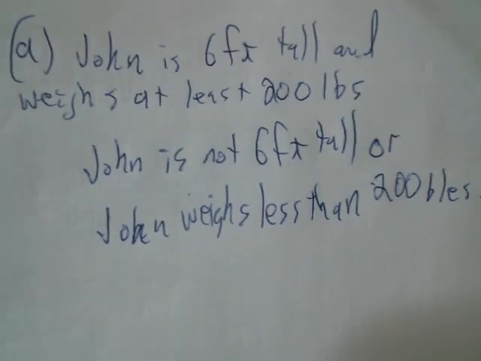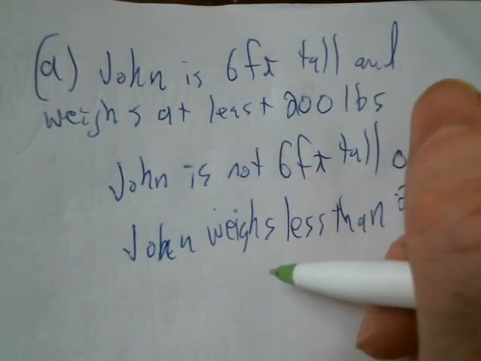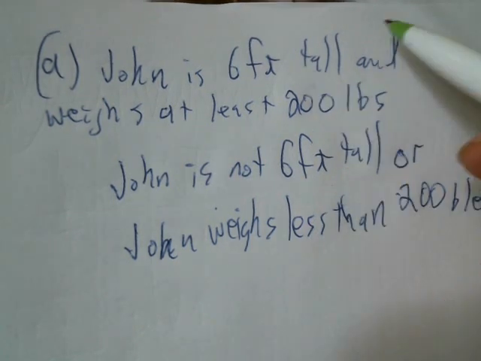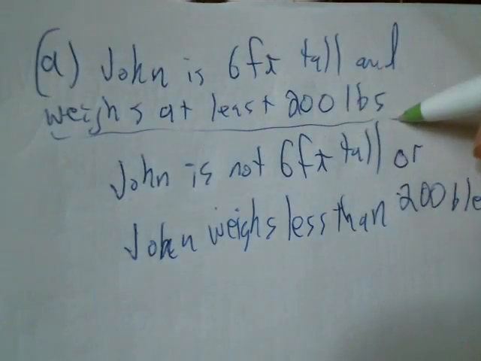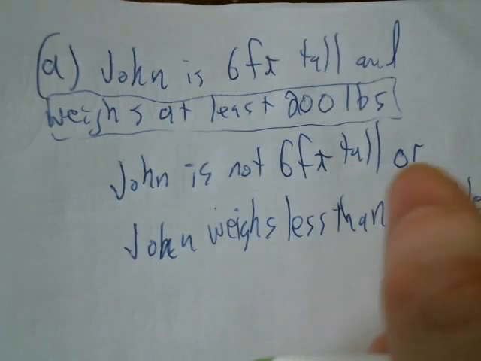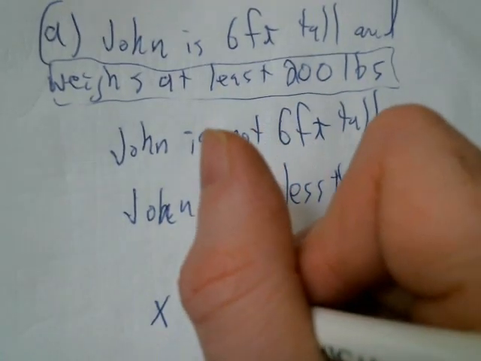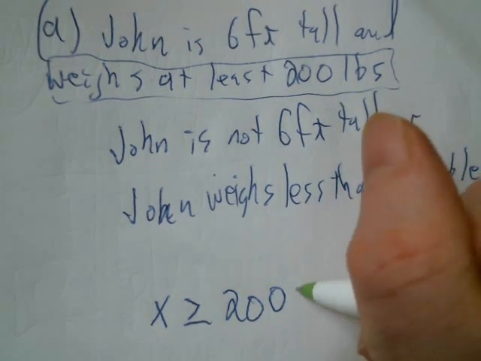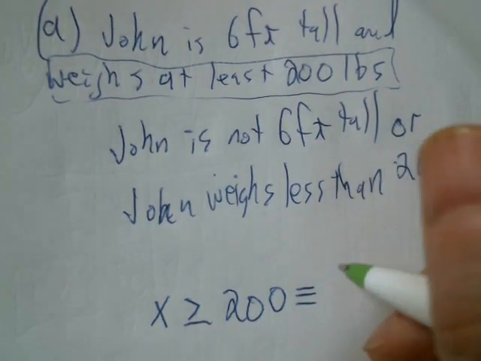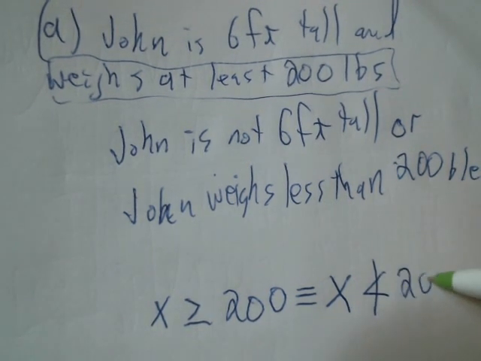All right. Okay. So symbolically, John being 6 feet tall. John is 6 feet. This part of it is kind of maybe the confusing part. Weighs at least 200 pounds. It's kind of like saying x is greater than or equal to 200, right? And then we said above that equivalently is the same as x is not less than 200.